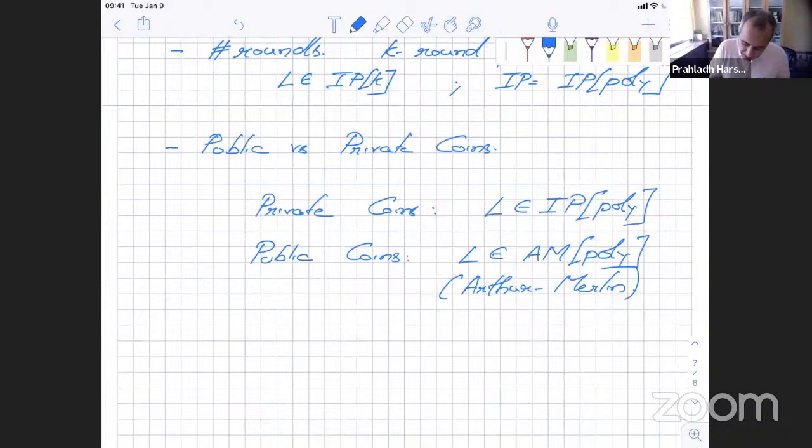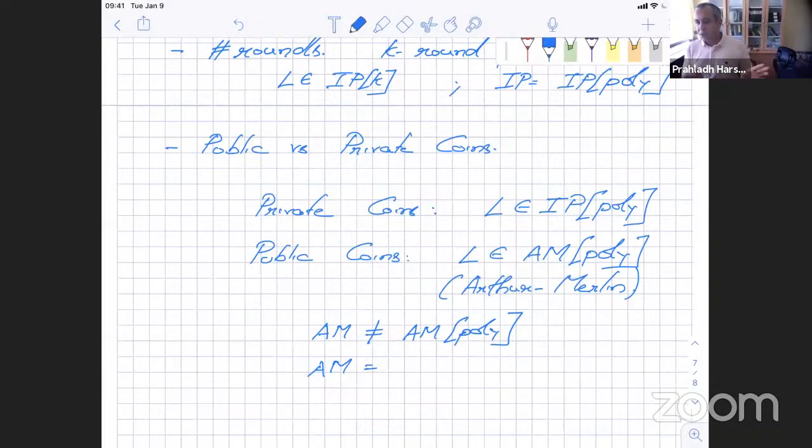Just one thing, but AM does not refer to AM poly. AM, for some weird reasons, refers to something else. For historic reasons, you have all such notations. When you write AM, you'll always specify the number of rounds. When you specify IP, if you don't specify the number of rounds, it is polynomial. Otherwise, you explicitly specify it. If it's a 2-round protocol, you specify 2. If it's a 3-round protocol, you specify 3. In a public coins protocol, you'll always specify the number of rounds. So if it's polynomial, you specify polynomial.